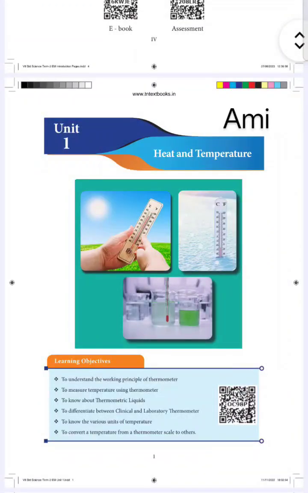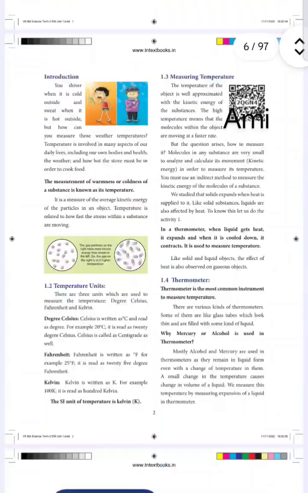Today we are going to see class 7th heat and temperature, chapter 1. So what are the learning objectives of this chapter? If you observe, we can see that: to understand the working principle of a thermometer, to measure temperature using a thermometer, to know about thermometric liquids, to differentiate between clinical and laboratory thermometer, to know the various units of temperature, and to convert the units of temperature, from Celsius to Kelvin.